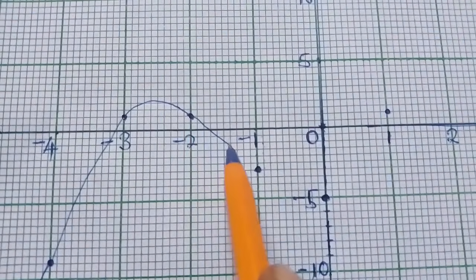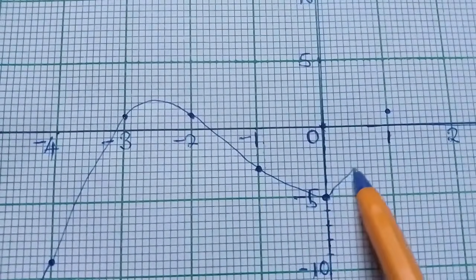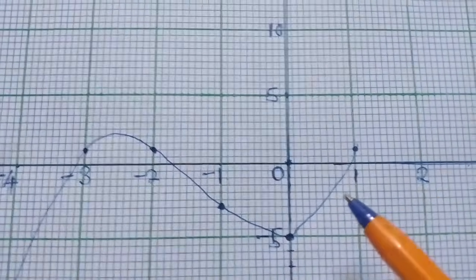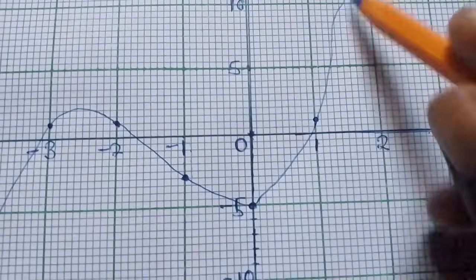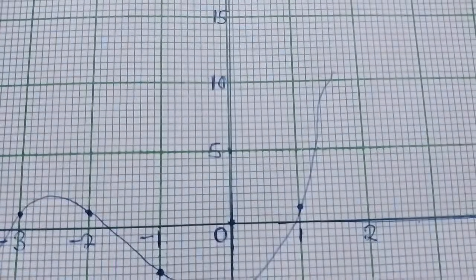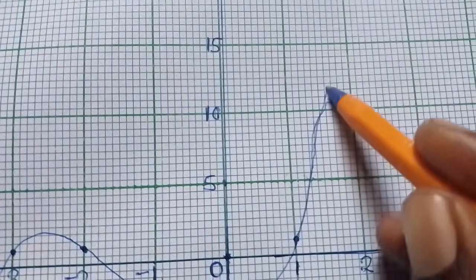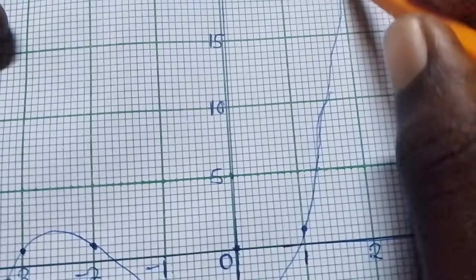You move, you pass through here. You are even able to see how your graph will be like this. You touch it with that one which is there. So like this, it moves upwards. It's supposed to move upwards. I've just made a mistake there. It's supposed to move straight like that, straight till it meets that one which is there. So that's how it should be.